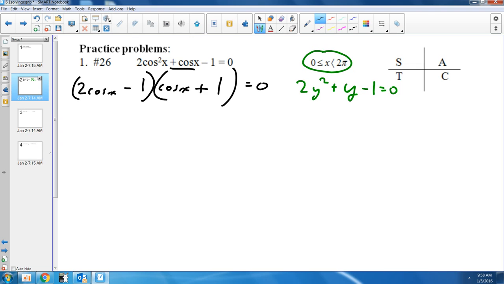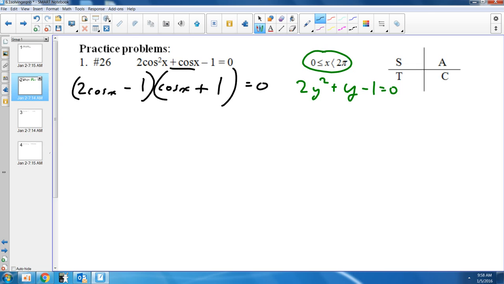If you don't factor this correctly, everything that follows is going to be off. Double check. I can guarantee you students will be making mistakes on factoring during the test, and everything that follows is going to be off because of it. So double check that. All right, so this can equal 0, or that could equal 0.